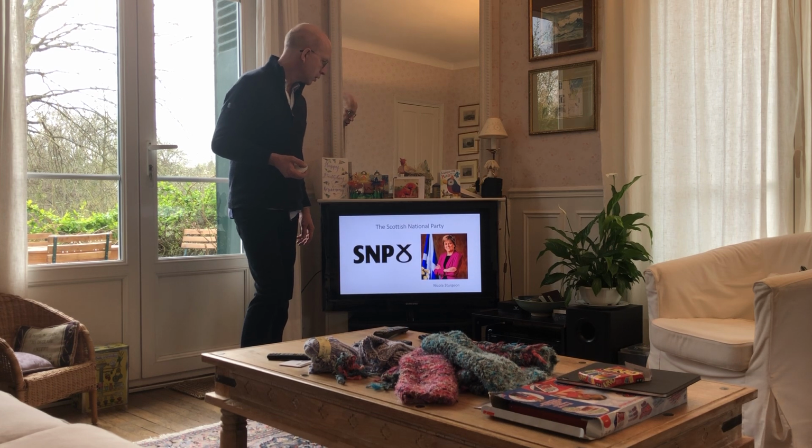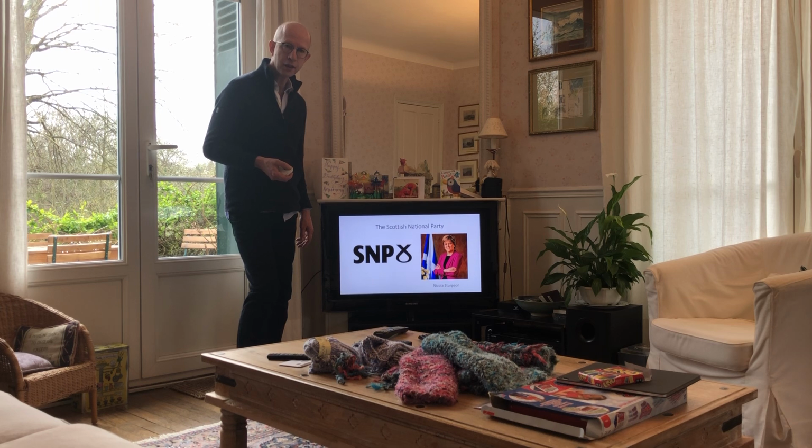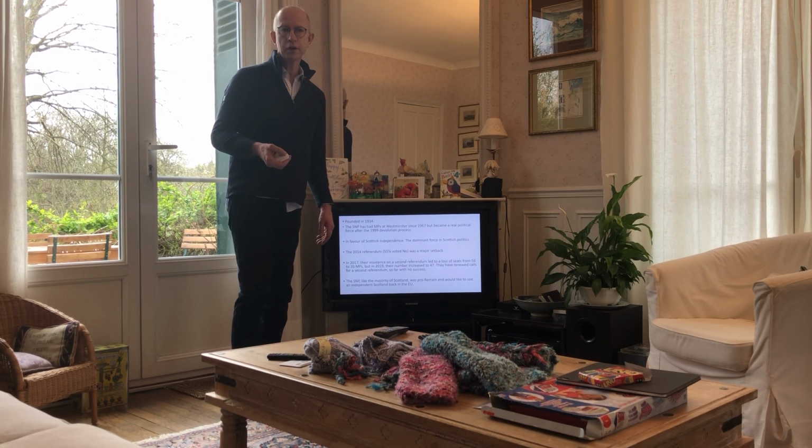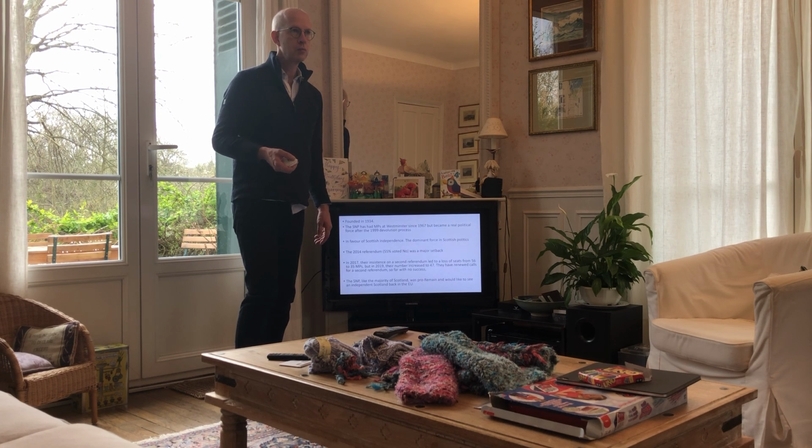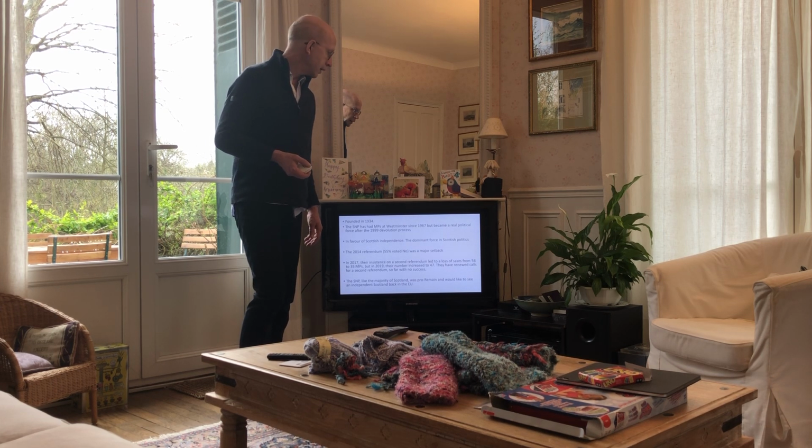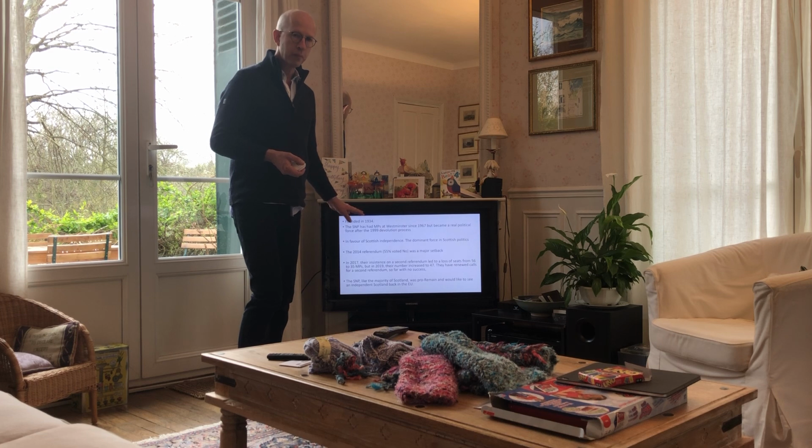In Scotland, the Scottish National Party, led by Nicola Sturgeon, they want independence for Scotland, and they won't get it. We'll come back to that in a few weeks' time with devolution. It's a party which is fairly recent, but very strong, of course, in Scotland, and we'll see about independence.